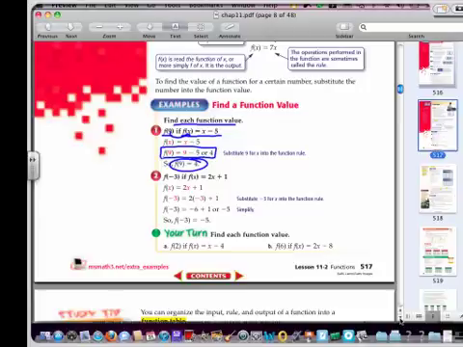Well, let's do another one. What if I want to find f of negative 3 if f of x is equal to 2x plus 1? So I'm going to put in negative 3. I'm going to plug that into my x and see what I come out with. So 2 times negative 3, that's negative 6, plus 1. Negative 6 plus 1 gives me negative 5. So my answer, f of negative 3, equals negative 5.